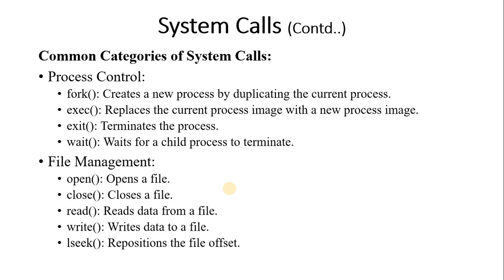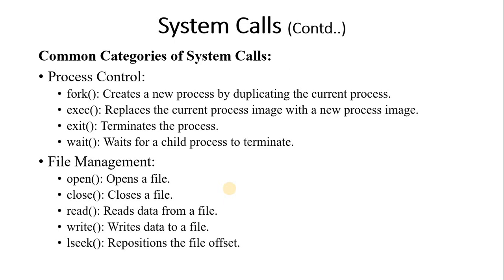The second type of system call is file management. So this deals with the creation of the file, how we'll be deleting the file, how we'll be opening and closing a file, how we'll be reading the data from the file, and how we'll be writing the data into the file, retrieving the file attributes, setting the file attributes. All these things come under the file management system call.